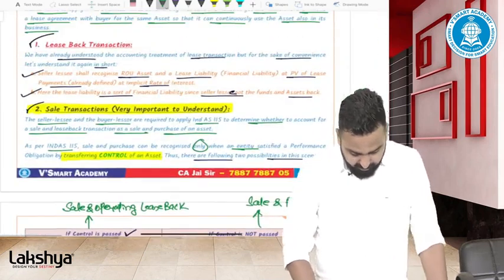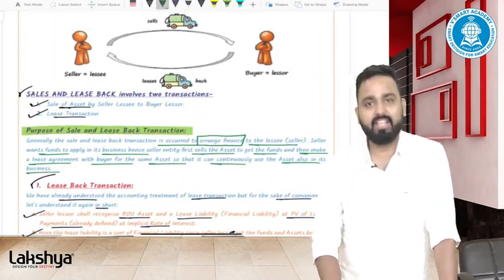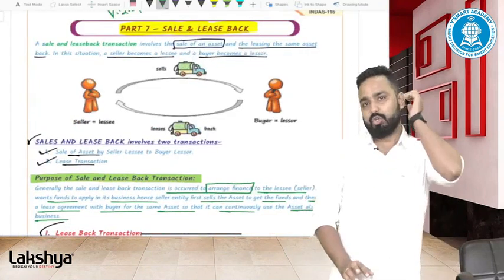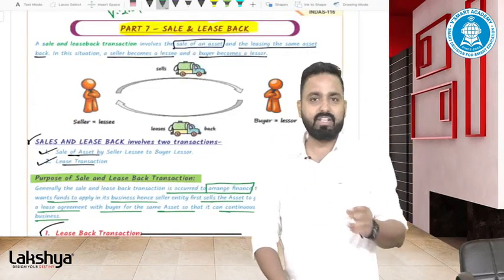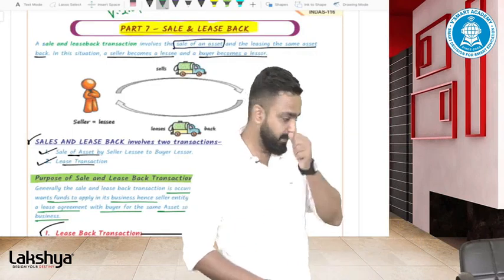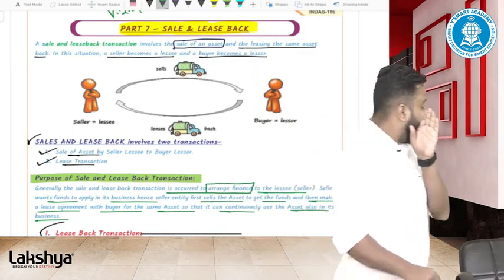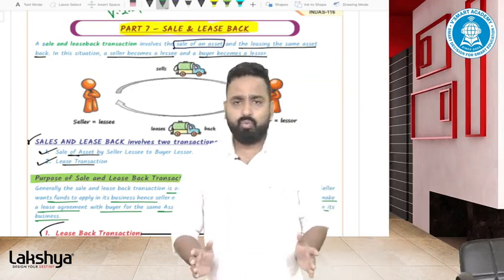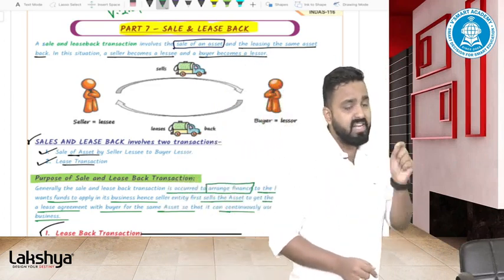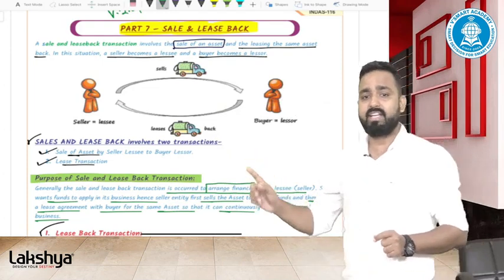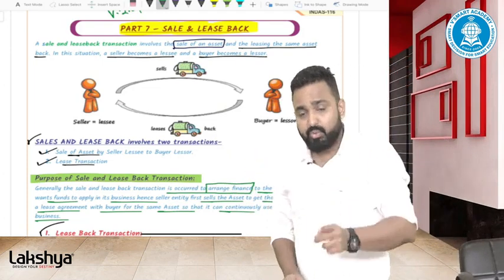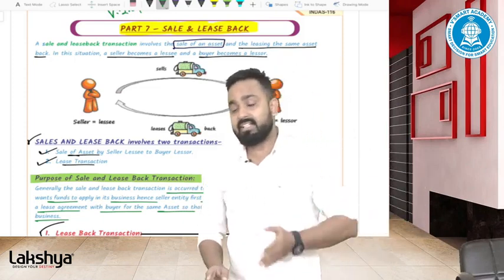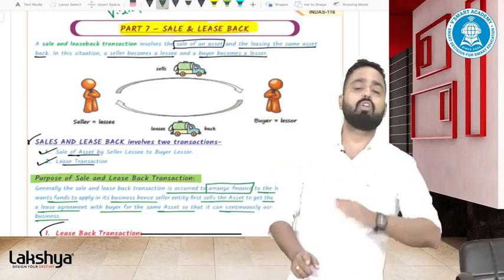Okay, so we are currently discussing sale and leaseback. Under sale and leaseback there are two transactions, the sale and the lease. As far as the lease transaction is concerned, we all know what to do. But as far as the sale transaction is concerned, first of all Ind AS says we need to assess whether an actual sale has happened or not.